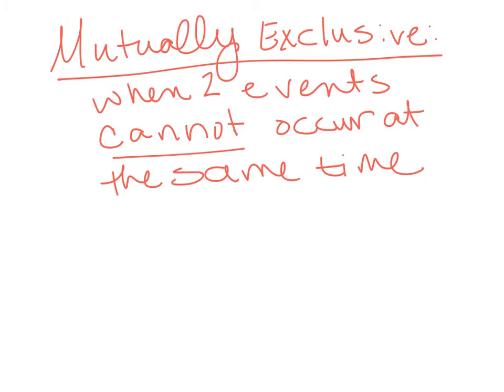So mutually exclusive things are like something cannot be both a refrigerator and a stove. That doesn't exist yet, so the probability of having a refrigerator stove is 0 because it's mutually exclusive. And that's the key. Probability of mutually exclusive events.